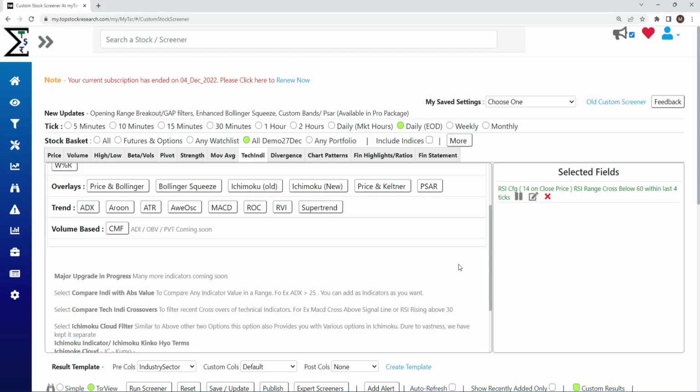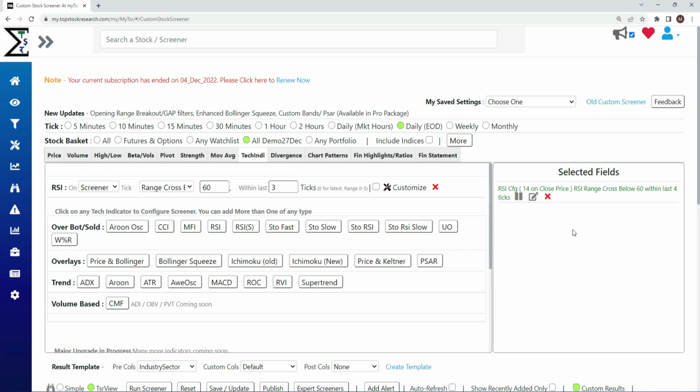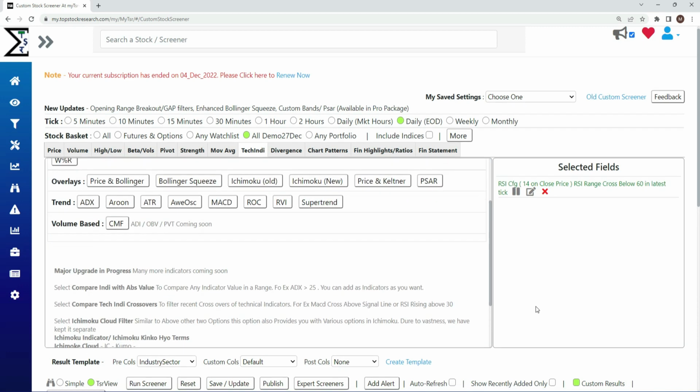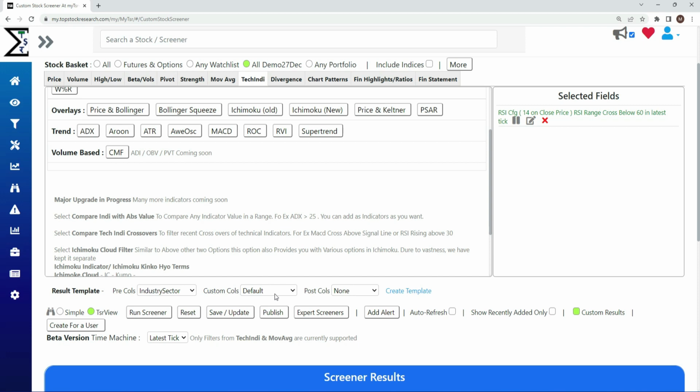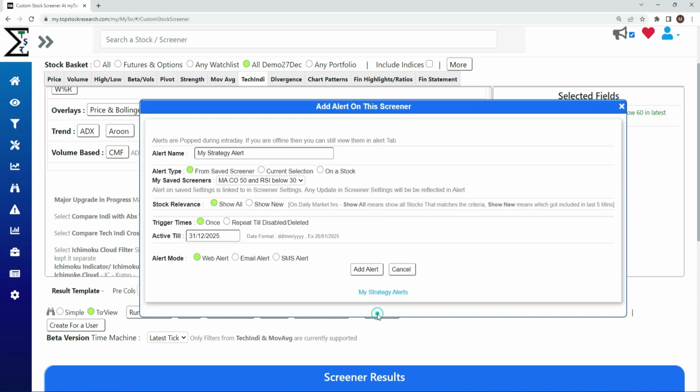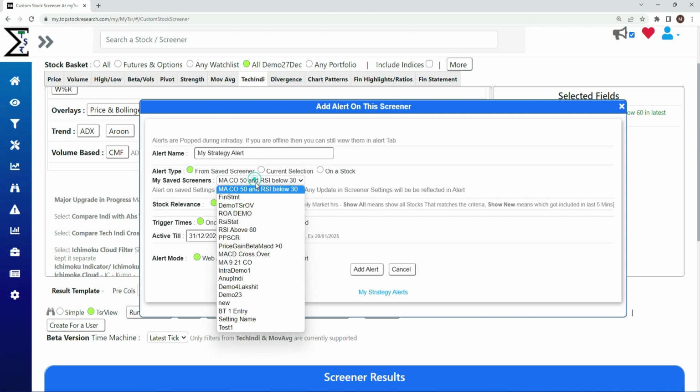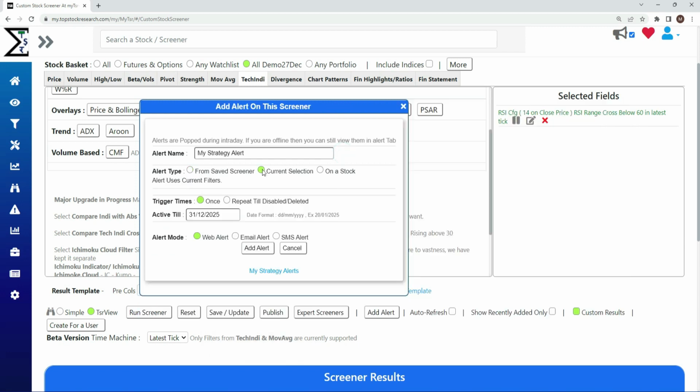Right? Now, somebody mentioned about setting an alert. So setting an alert, let's say RSI crossing below 60, maybe on the latest tick. So I'll remove that, right? So you have this strategy. You have two ways of doing it. You add an alert, right? You can add alert from saved screener. Like these are certain saved screeners which I created for one or the other demos, right? You can use one of these things, or you can use from the current selection.